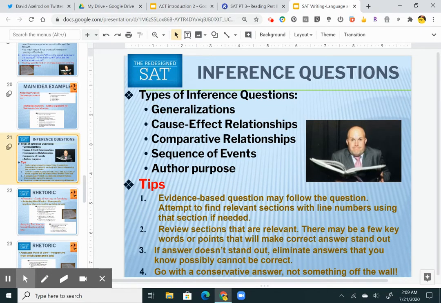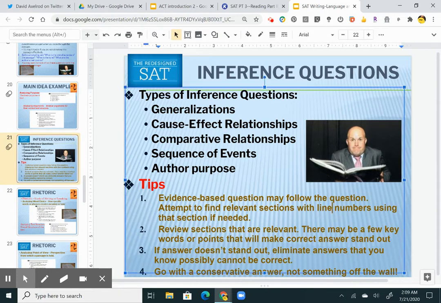Inference can be hard, although on the SAT they're not as hard as I'd say in the old ACT, because often they're accompanied by a two-parter where you're looking for some details to back it up. Generalization, cause effect, comparative relationship, sequence of events. What's the purpose? So evidence-based questions may follow the inference question. Attempt to find relevant sections of the line numbers using that section of need. I'll show you some examples here in a bit.